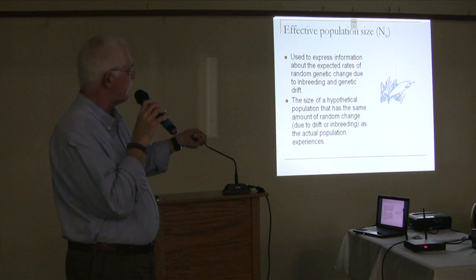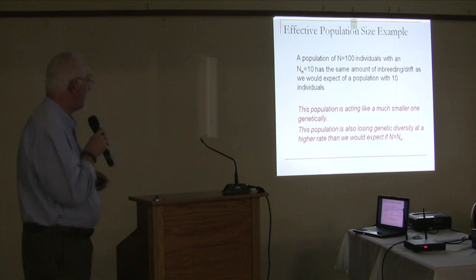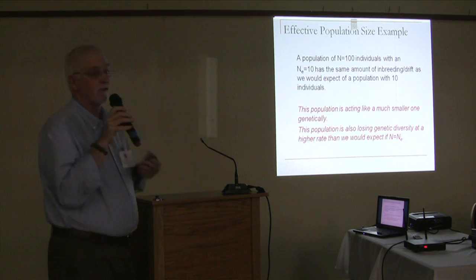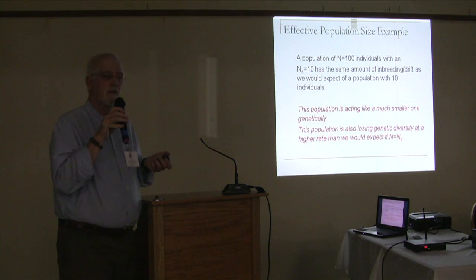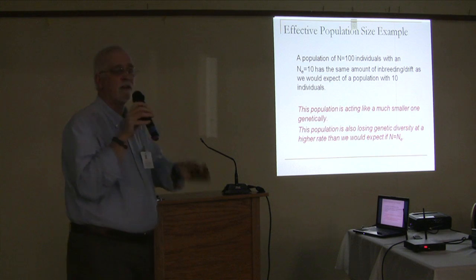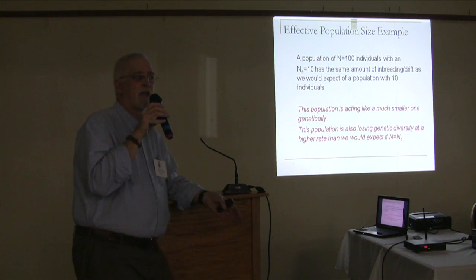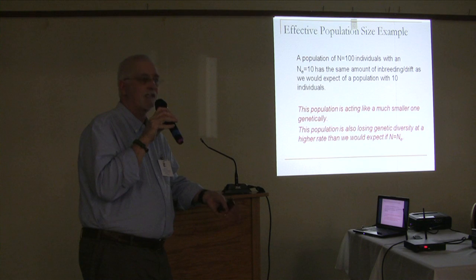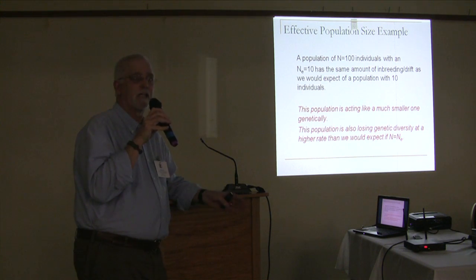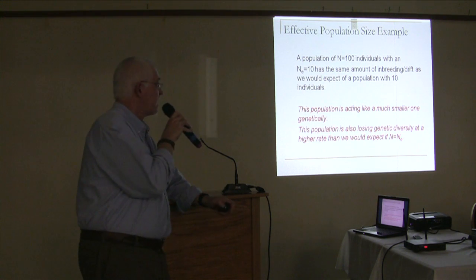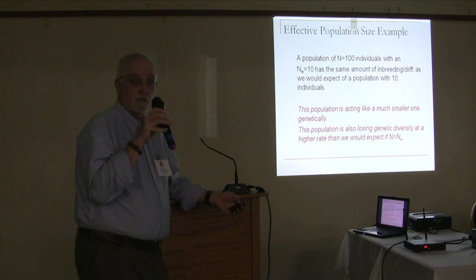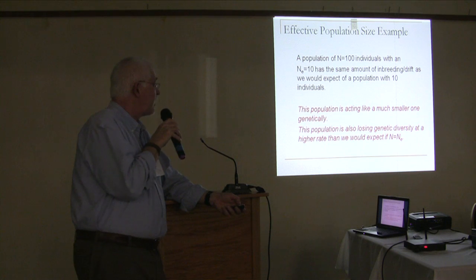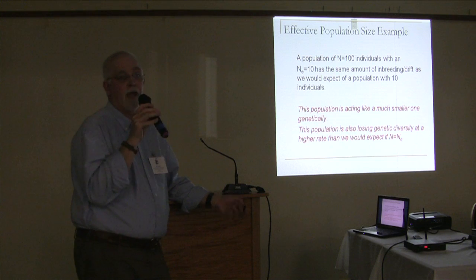That's not so easy to understand, so I put up an example. Here we have a population of 100 individuals, but it has an effective size of 10, which means that even though that population has a count of 100, it's acting genetically like a population that has 10 individuals in it. This population is acting much more like a smaller one, genetically, and the population is also losing genetic diversity at a higher rate than we would expect.